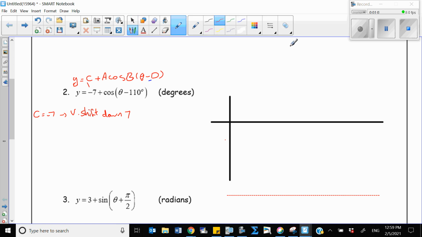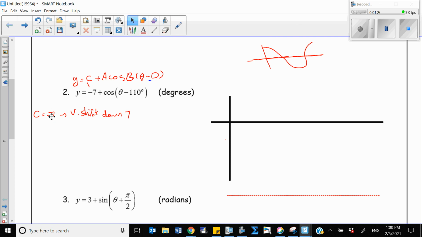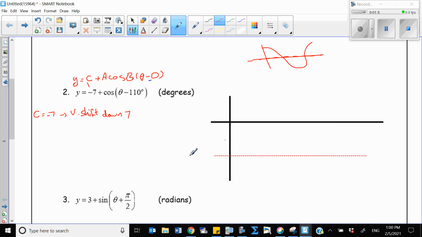For the parent function of cosine, we know that cosine looks like this, and the sinusoidal axis is the x-axis. Now, this is moved down 7. So the first thing that I'm going to do here is to move the sinusoidal axis from here down 7. Let's say, for example, 7 is here. So at y equal to -7, we have the sinusoidal axis of our function.